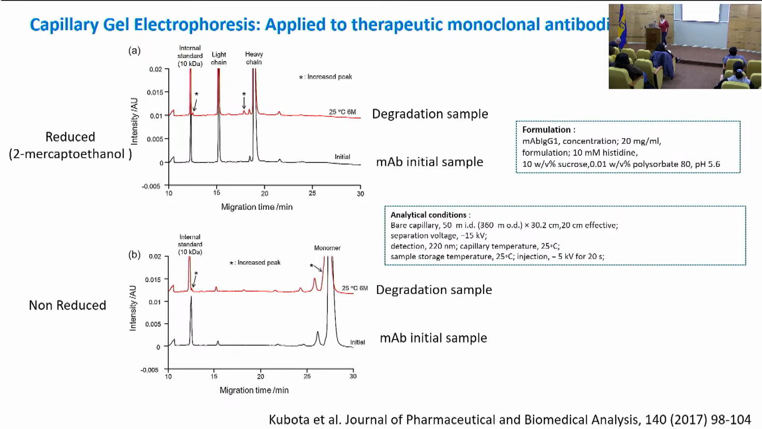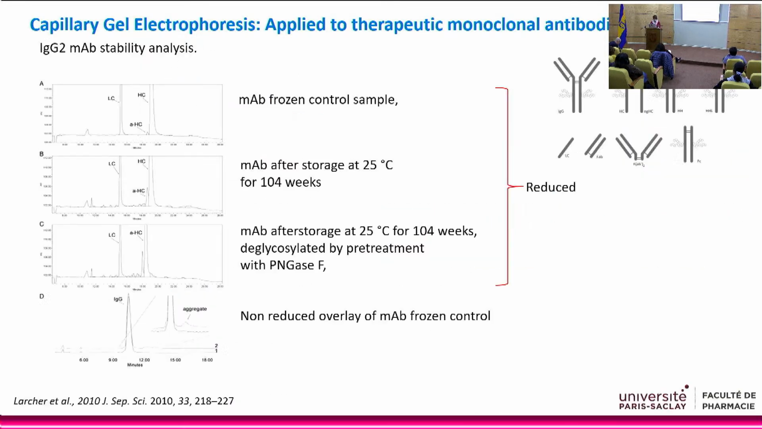So the method is probably not completely ideal. That's another development with MABs. So they compare MABs at different stages. They are all being reduced to separate the light chain from the heavy chain. And they compare the MABs, the MAB that was frozen and defrosted.